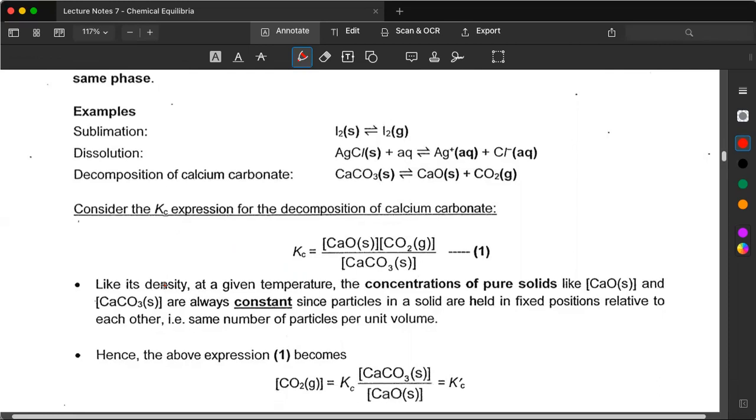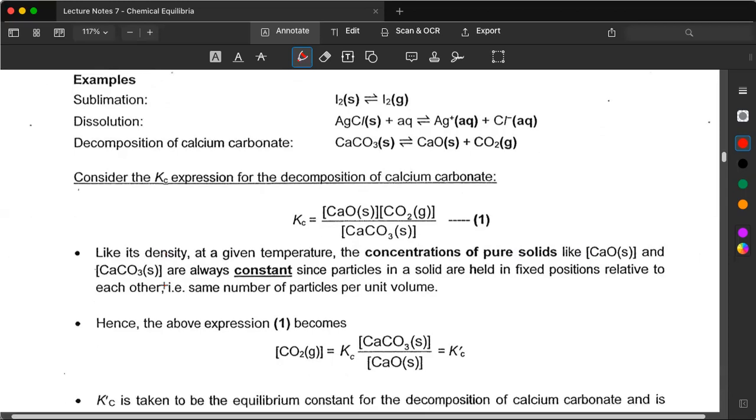like its density at a given temperature, we need to understand that the concentrations of the pure solids, calcium oxide and calcium carbonate, are always constant because the particles are held in a fixed position, meaning they have the same number of particles per unit volume and it's fixed. There cannot be any change in their concentration. There's no change in the number of particles per unit volume because the particles in a solid are held at fixed positions. They cannot move around freely. Okay, so that's the idea.